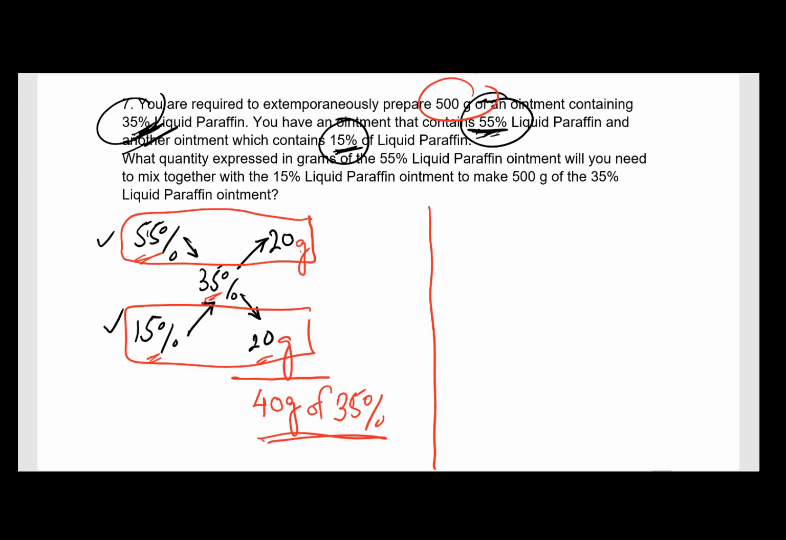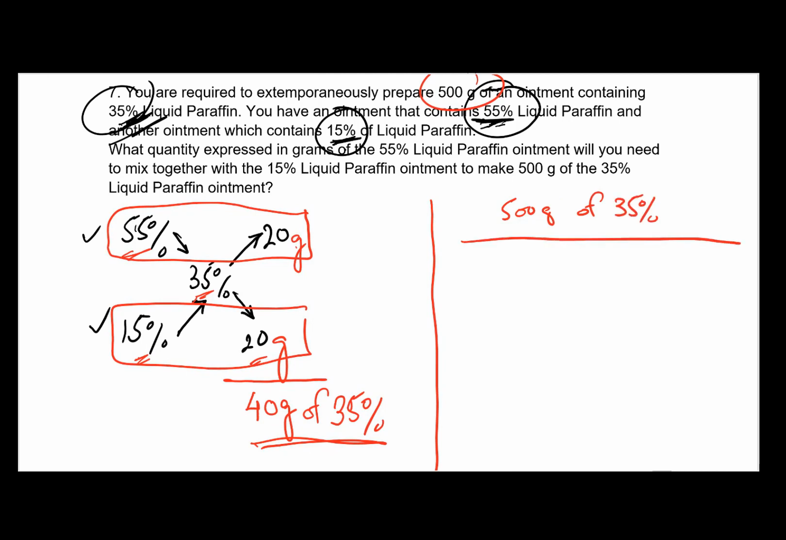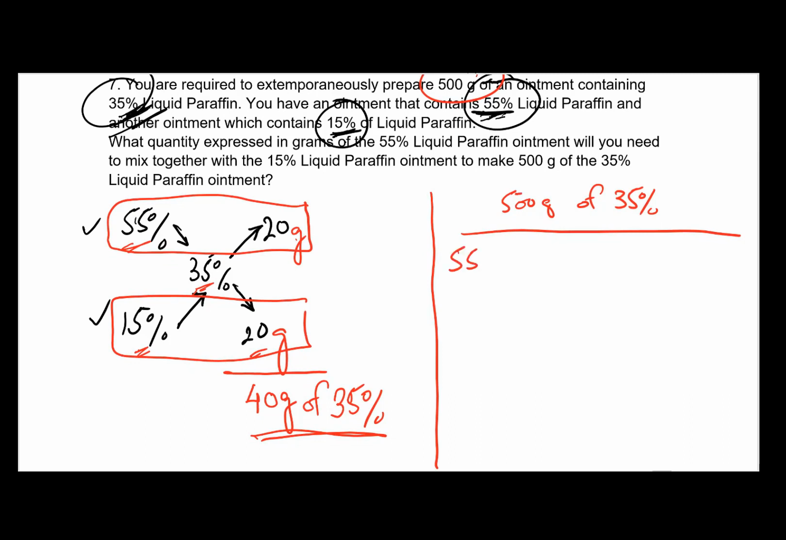Okay, so we can just use the same thing. So if I have to make 500 grams of 35%. Okay, now this is where it gets a bit complicated. I need 20 grams of 55% ointment when I have to make 40 grams. Okay, so if I take 20 grams of 55%, I will end up with 40 grams of 35%, but I have to make 500 grams.